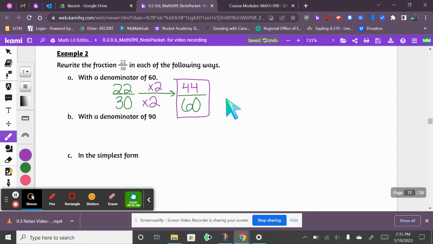This one says we're going to switch it to actually be a numerator of 88.